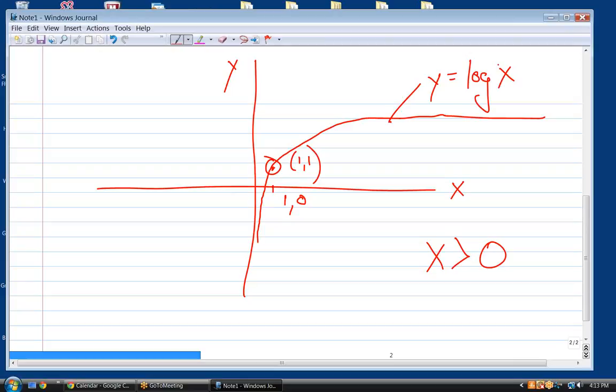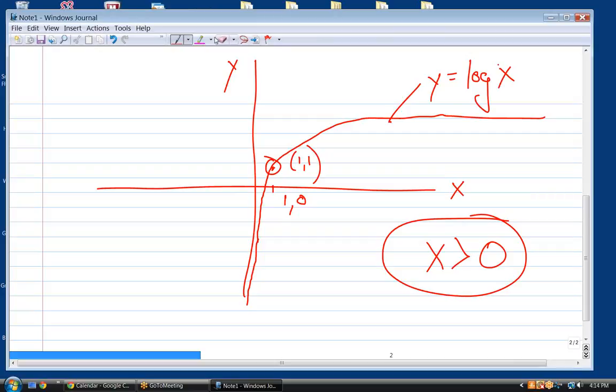And furthermore, when you take the logs of numbers greater than 1, you get positive numbers. When you take the logs of numbers between 0 and 1, you get negative numbers. So the range of the function is negative infinity to positive infinity. But the domain is x strictly greater than 0.